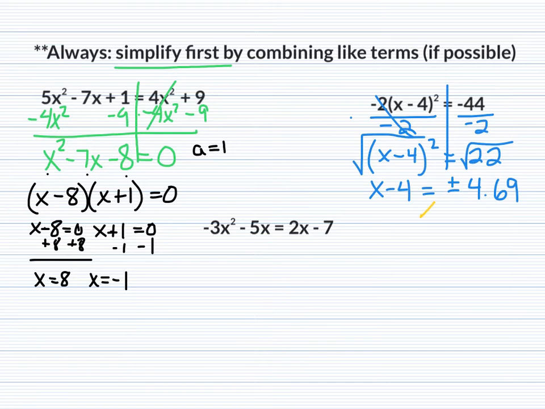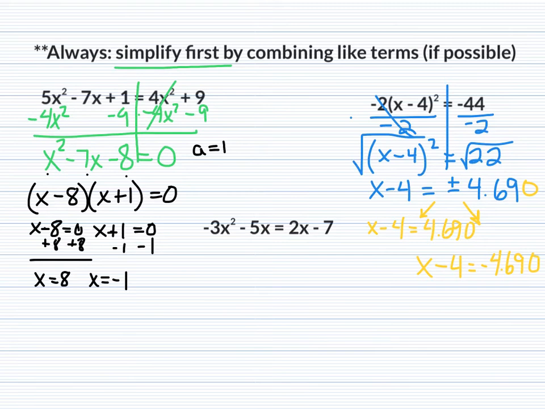But if you remember, this is going to be where we have two equations, and then I'll have you do the rest. My x minus 4 equals 4.690. Oh, 0. There should be a 0 there. And x minus 4 equals negative 4.690. Okay, so those two solutions there.